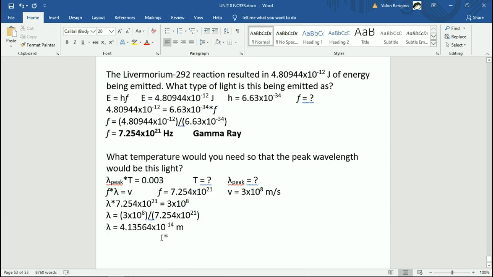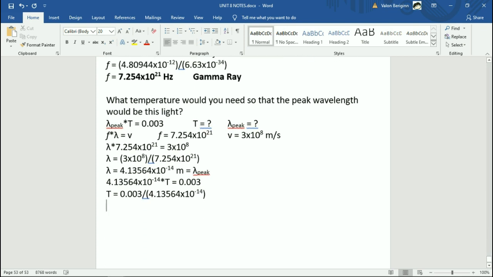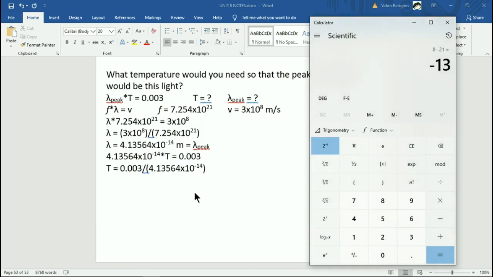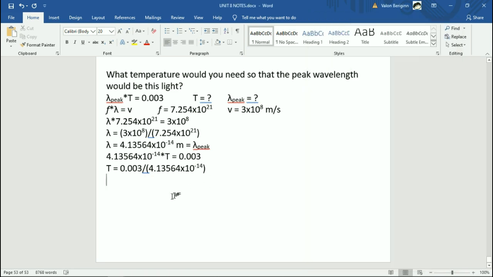So now that we have the wavelength, we can plug that into the temperature equation. So we have 4.13564 times 10 to the negative 14 times temperature equals 0.003. Okay, so the temperature equals 0.003 divided by 4.13564 times 10 to the minus 14. All right, just gotta divide that out. So 0.003 divided by 4.135, that's not a 5, 564. Okay. And we end up with a temperature of 72.54 billion.